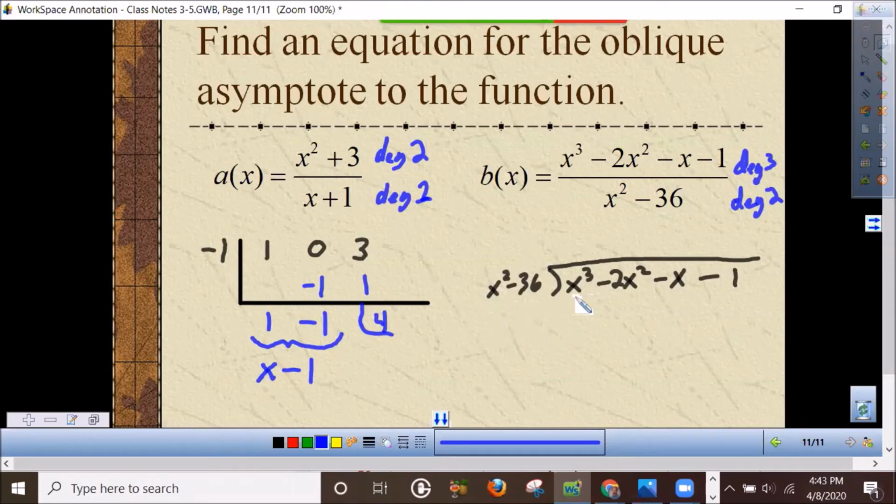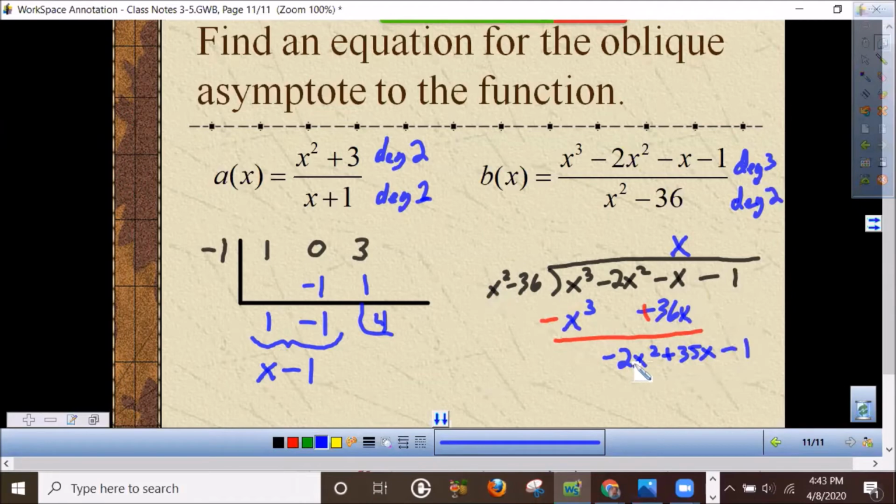So we need to ask ourselves what we need to multiply x squared by to get x cubed. And the answer is x. When we actually do that multiplication, distribute the x, we get x cubed minus 36x. Now we're going to draw the line, change the signs. x cubed minus x cubed is 0. Drop down that negative 2x squared. Negative x plus 36x is plus 35x. And we're also going to drop down that -1.